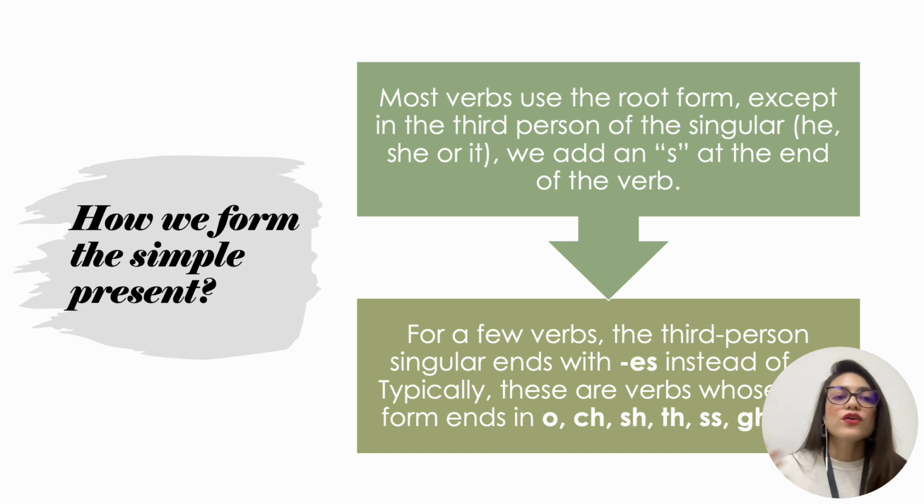So how are we going to form the simple present, okay? Most verbs use the root form except in the third person of the singular. Remember, the third person of the singular is he, she, or it. In this case, we are going to add an S at the end of the verb. And for a few verbs, if the verb ends with O, CH, SH, PH, WS, or GH, we are going to add an ES at the end of the verb instead of just writing an S, okay?